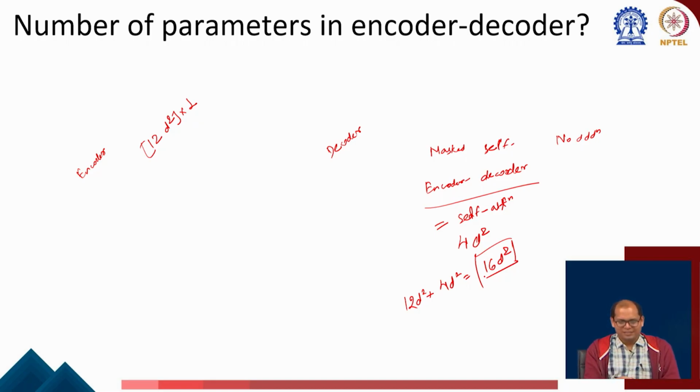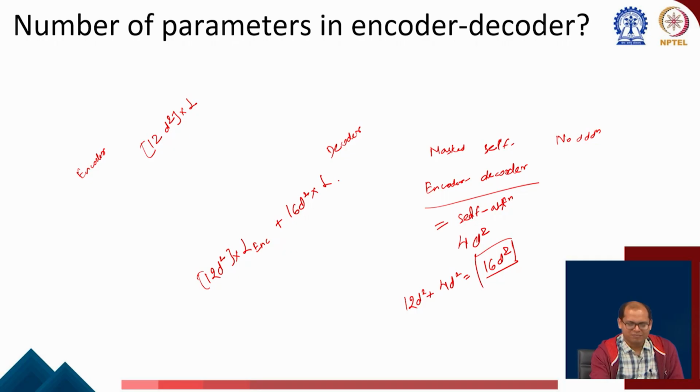So, that means if you have L layers of encoder and L layers of decoder, you need 12d square times L for the encoder plus 16d square times the number of layers for the decoder. Now, this does not include the embedding parameters and the unembedding. You may tie them, you may decide not to tie them. So, you will have plus some parameters for going from vocabulary to dimension.